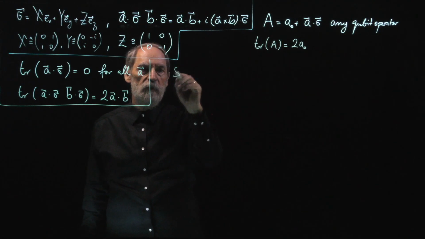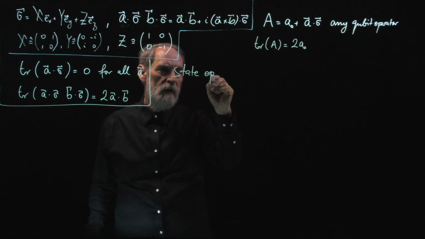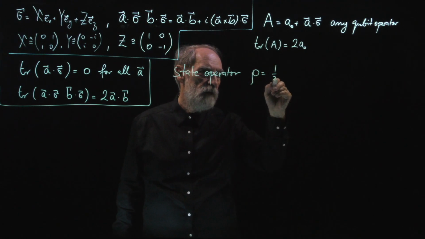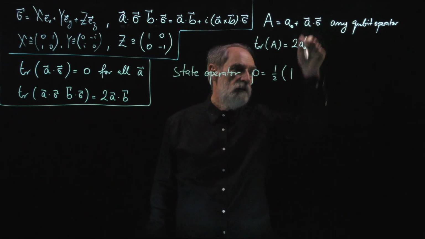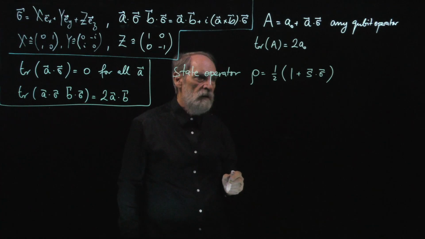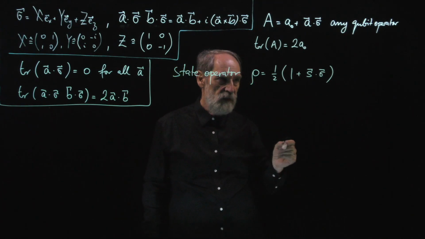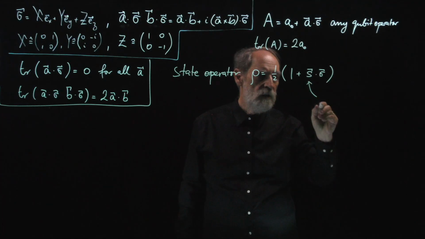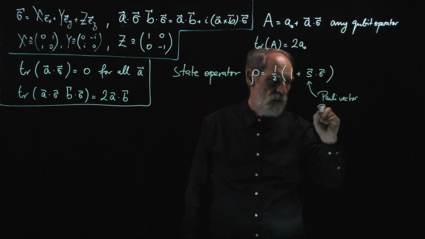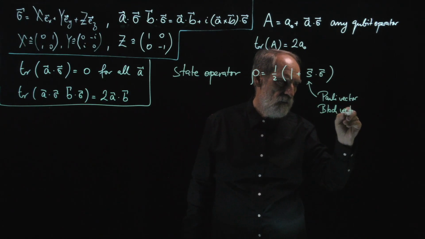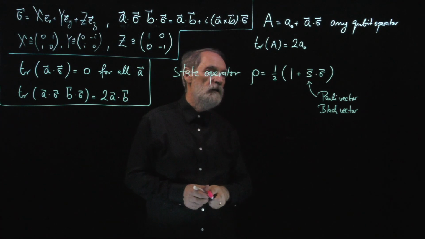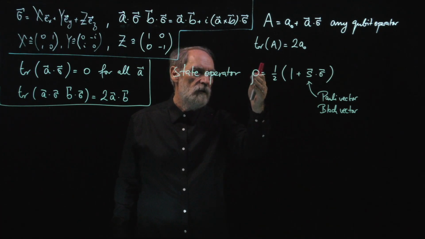So for the statistical operator, or the state operator, we have the general form that it is half of the identity, and then something of this kind, for which I will now write S dot sigma. And in this context of the state operator, this S is the Pauli vector, or sometimes called the Bloch vector. We will use these two names interchangeably. Okay, so here is rho equals this.